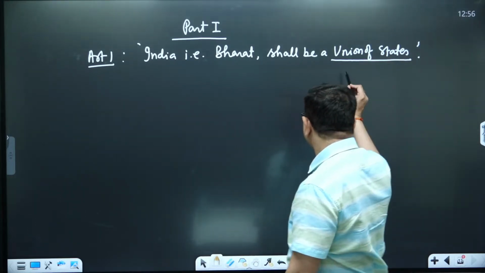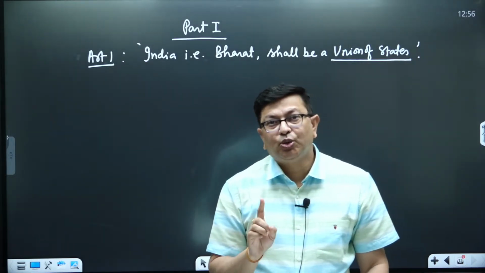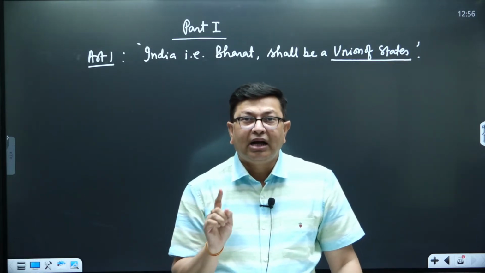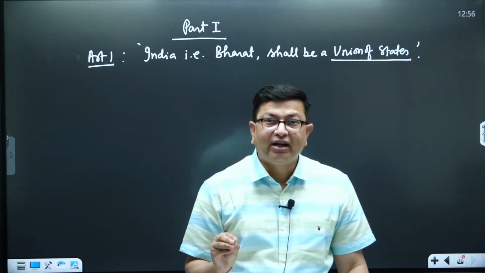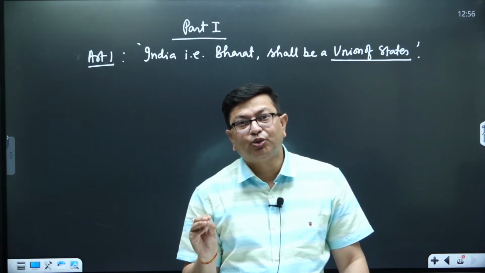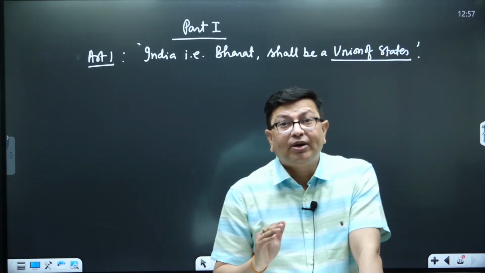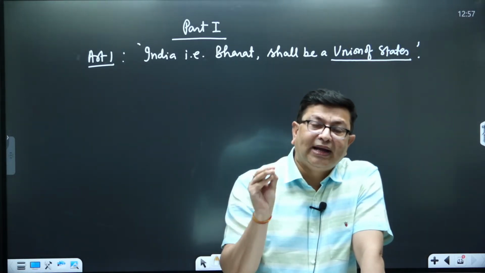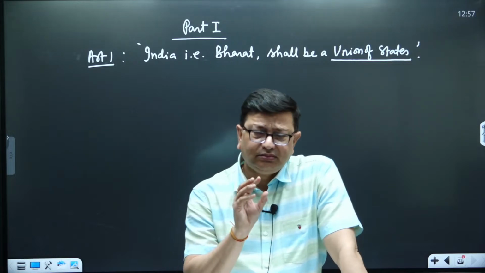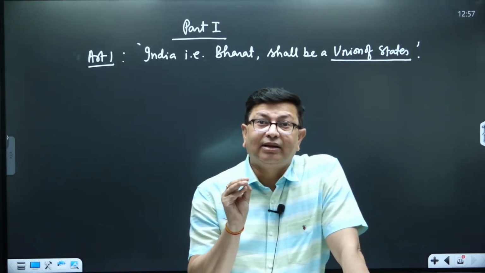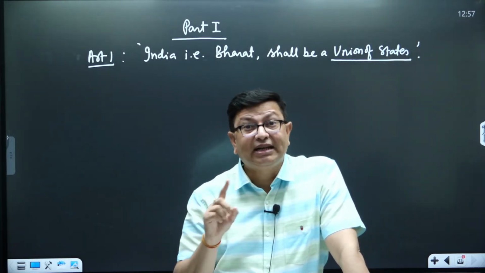Now this term, shall be a union of states. So here also the question can be, the Constitution of India describes India as, and the answer will be union of states. The words federal, federation, quasi-federal have not been used in the Constitution. The word that has been used is union of states. But if the question is which one of the following best defines the concept of federalism or the nature of the Indian state, the answer will be quasi-federal.